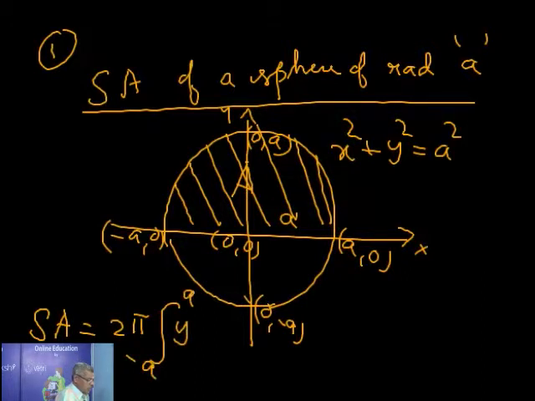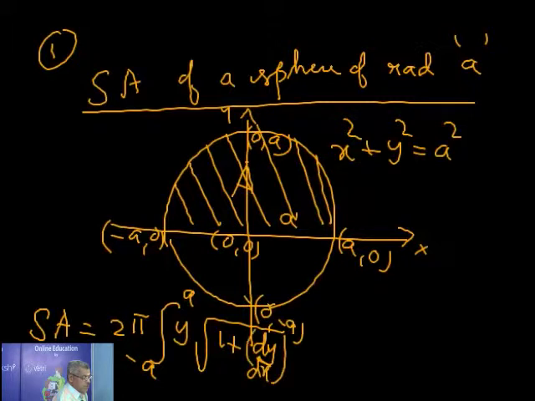Y times square root of 1 plus (dy by dx) whole square, since we are rotating about the x-axis, we use the first formula. We integrate with respect to x. So dy by dx is obtained for this curve, because this is our arc. Limits are minus a to plus a. 2 pi times the integral of y times root of 1 plus (dy by dx) whole square dx gives the surface area of a sphere of radius a.